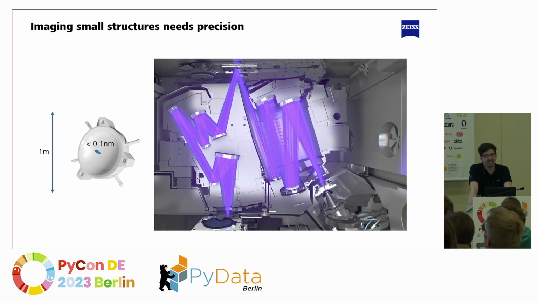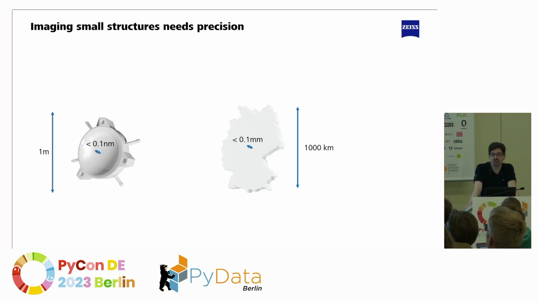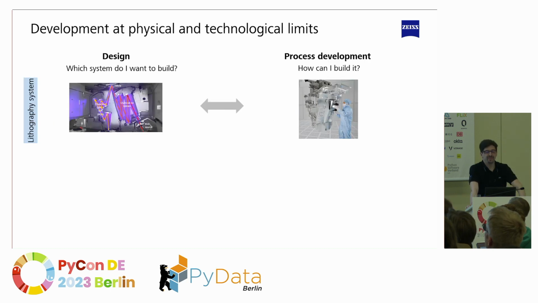Now, probably you don't really have an intuition what 1/10 of a nanometer is. So just to make a scale comparison, if I would blow up the size of this mirror to the size of Germany, we would have to manufacture the surface of Germany to a precision of about the size of a hair. And yeah, that's the challenge in the technology. How do we do that?